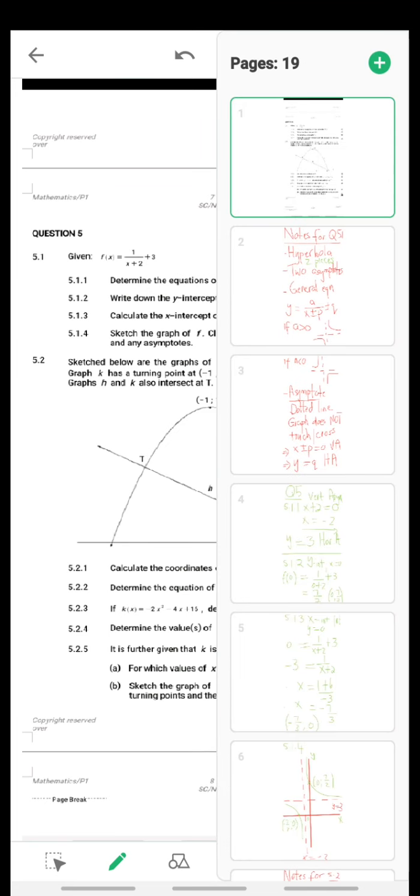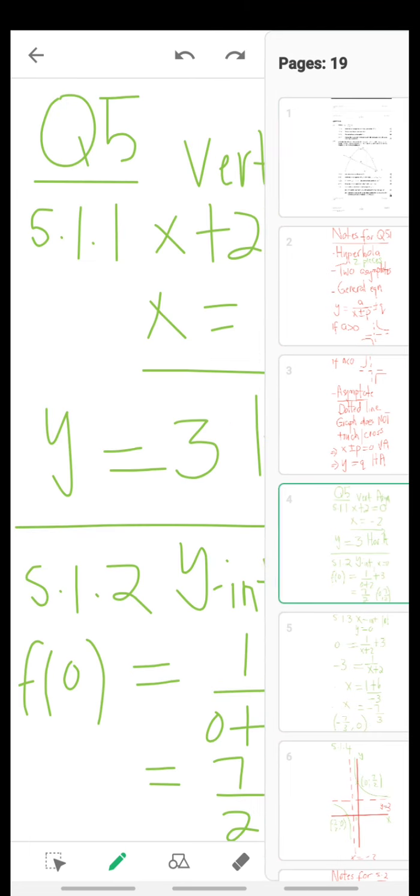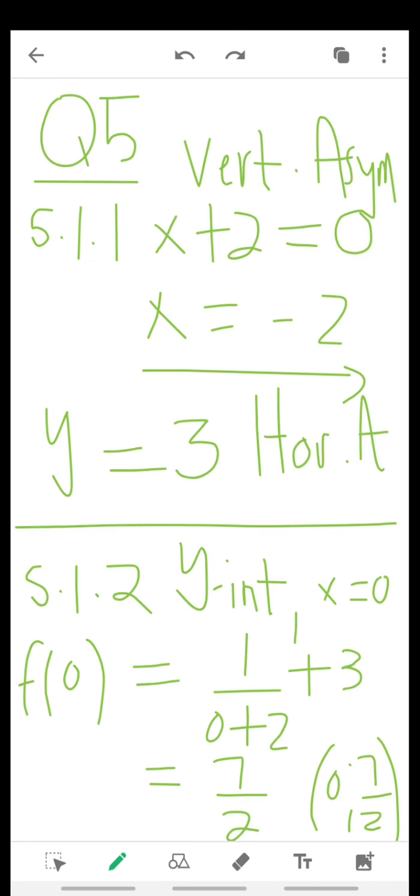Now, in terms of writing, f at, remember it was f of x, but because now we are letting x be 0, wherever there is x, we are going to put 0. So f at 0 is equal to 1 over, it was x plus 2, but because we are letting x be 0, we're going to have 0 plus 2, and then plus 3. Then 1 over 2 plus 3, we are getting 3.5, which is the same as 7 over 2. So when you write it in coordinate form, your y-intercept will be (0; 7 over 2).